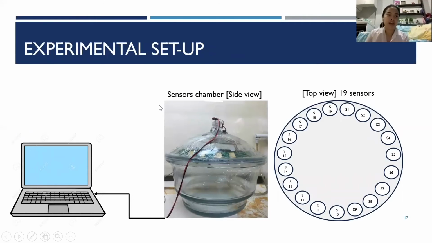And this is my experiment setup. I use a desiccator chamber. At the lid of the chamber, we have 19 different commercial sensors inside the chamber. These sensors are connected to an Arduino board, and then the Arduino board sends the signal to the computer.